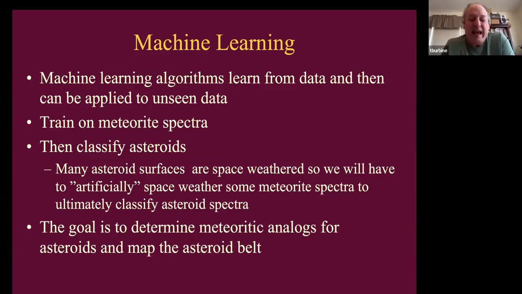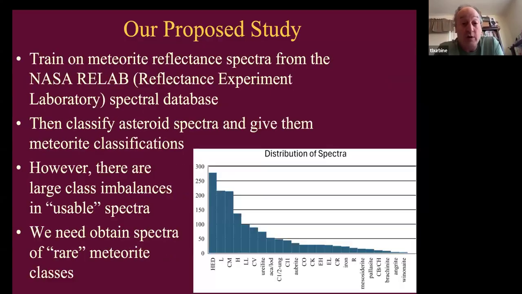The problem is many of the asteroid surfaces are space weathered, so we're probably going to have to artificially space weather some meteorite spectra to ultimately classify the asteroid spectra. The meteorites tend to be fresher, without space weathered surfaces. We want to determine meteorite analogs for asteroids and then map the asteroid belt. That's our ultimate goal. So our plan is to train on meteorite spectra from RELAB, which is the biggest source of spectra, then classify the asteroid spectra and give them meteorite classifications.